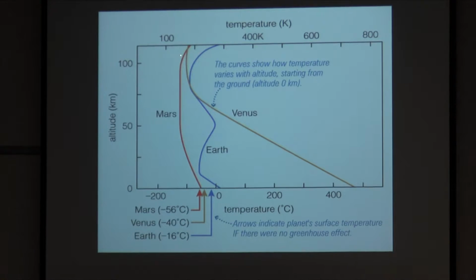By having all this extra carbon dioxide in the atmosphere, Venus continues to heat up and heat up and heat up until we're at 475 degrees Celsius or 750 degrees Kelvin. Why? Earth and Venus are very similar. How did Venus get all this extra carbon dioxide in its atmosphere?